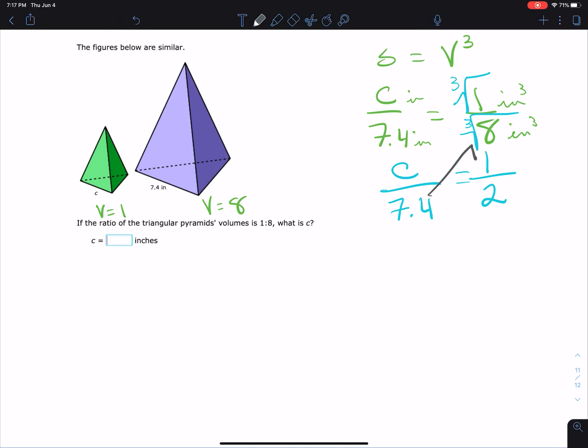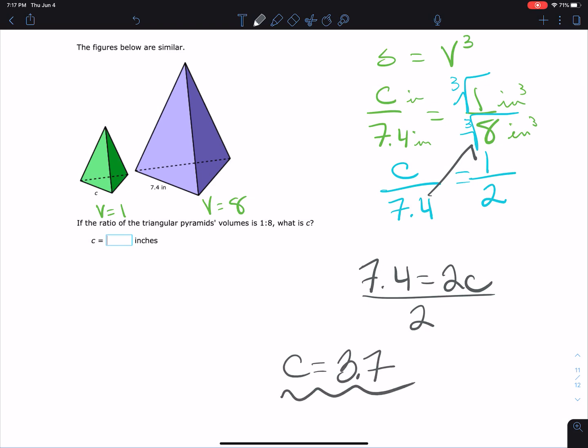Okay, so then this would become 7.4 equals 2c. Let's divide out a 2. 7.4 divided by 2 is 3.7. And that is it, guys.